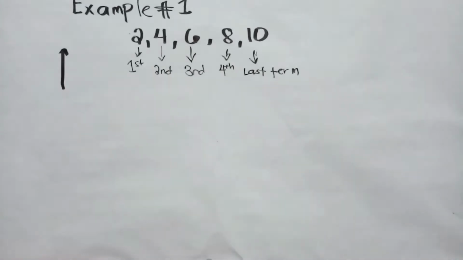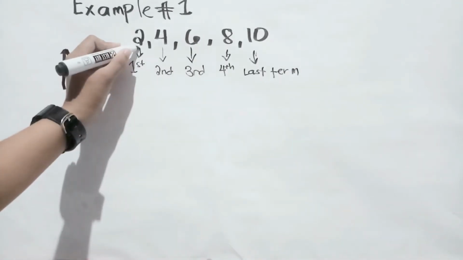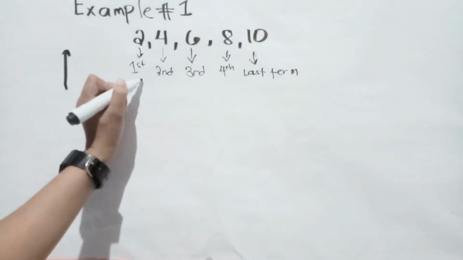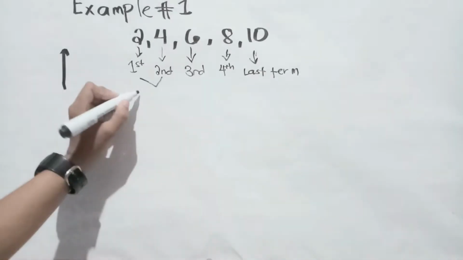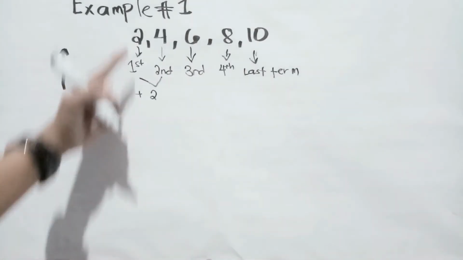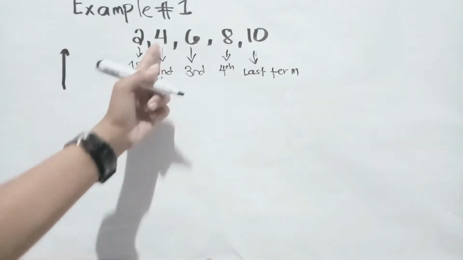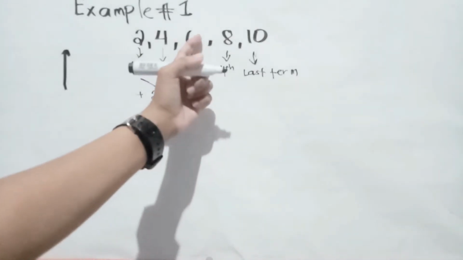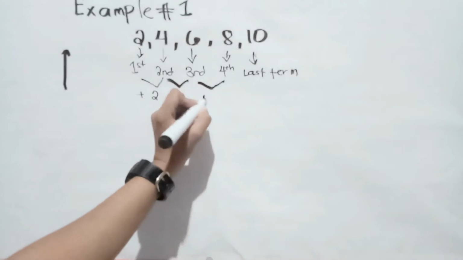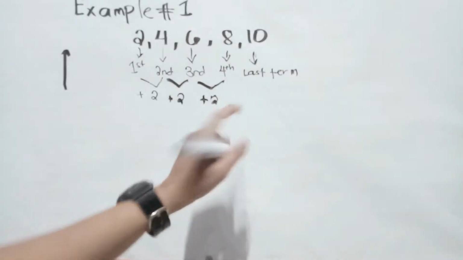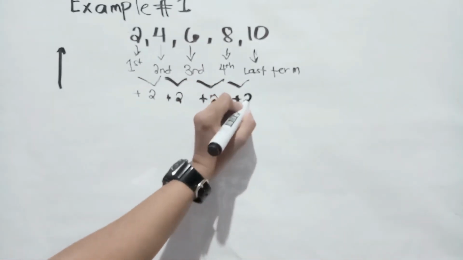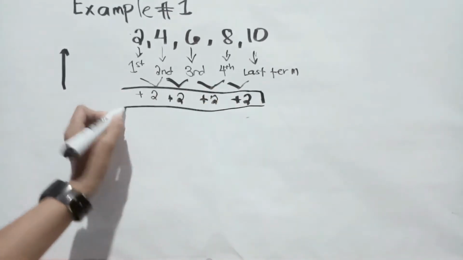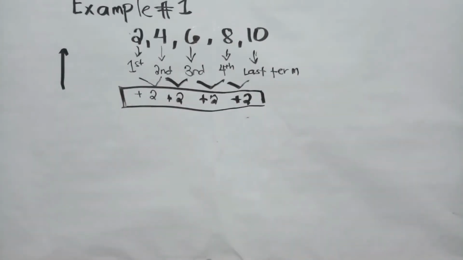So in this sequence, it follows the pattern by adding 2 to the first term to get the second term, which is 4. So 2, the first term, plus 2 to get the second. So 2 plus 2 is equal to 4. Then 4 plus 2 is equal to 6. Then 6 plus 2 is equal to 8. Then last, 8 plus 2 is equal to 10. This is the pattern being used in this sequence.